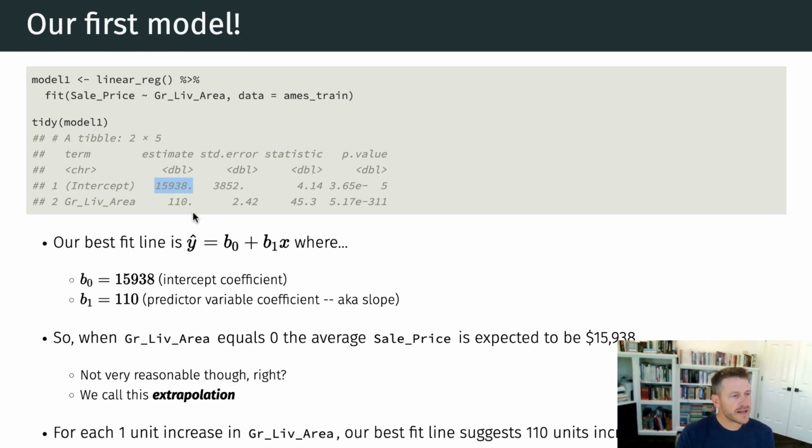All right. Now we have beta 1 equals this 110 here. So this is the slope of our line. And what this is suggesting is that for each 1 unit increase in our predictor variable, which is ground living area, our best fit line suggests that there is going to be a 110 unit increase in sale price. Okay, so for every additional square foot we add to a home, we expect an added $110 to the expected sale price. That is our slope. This 110 is the slope of our model.